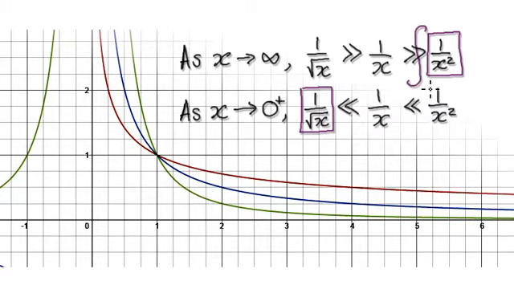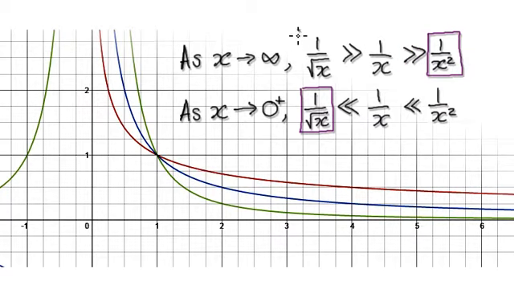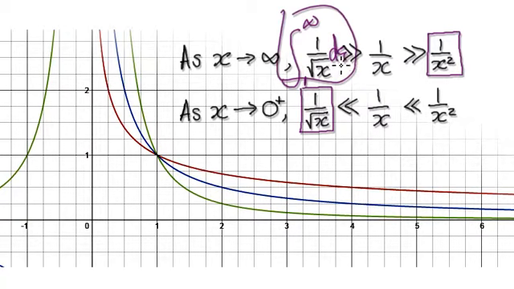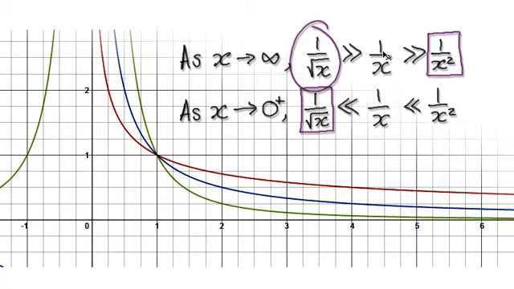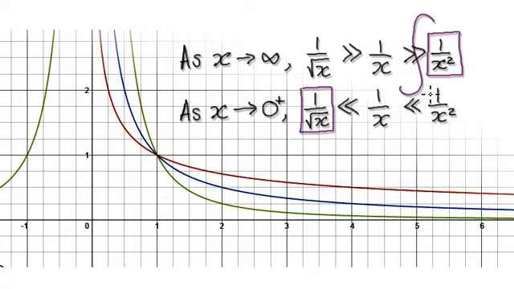If you try and find the area from 1 to infinity of 1 over x squared dx, then this whole area here will converge. But if you try and do the same from 1 to infinity of 1 over the square root of x dx, this area here will diverge. This thing here will also diverge, but this thing here will converge.